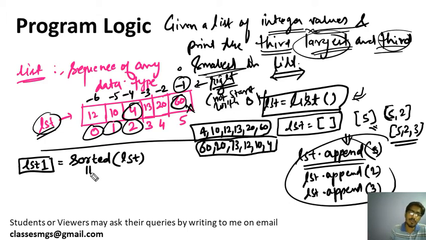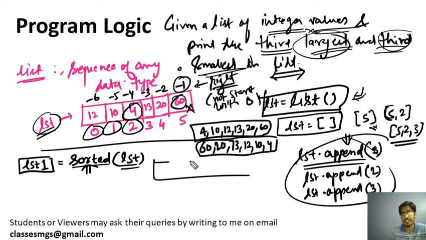So the sorted method by default returns a list that is sorted in ascending order. If you call this method sorted and pass the list here, it will return you the sorted list like this, in ascending order.